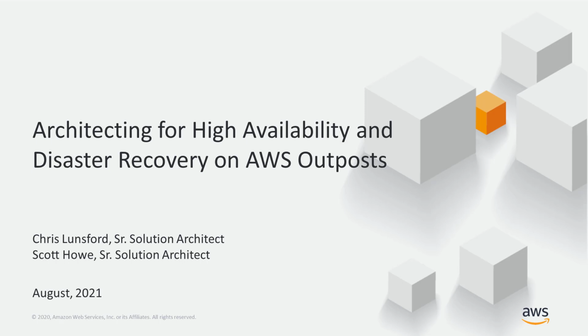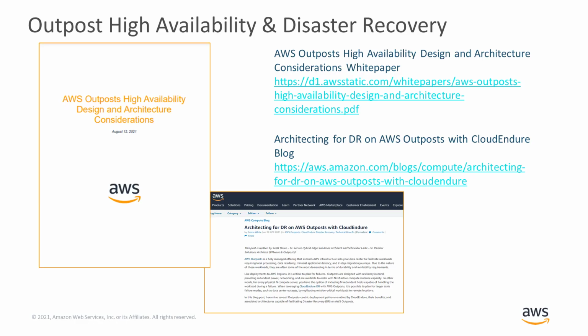And to take those applications into production, you're going to need to architect solutions that meet your application's availability and disaster recovery requirements. Now, to inform you in designing and architecting your HADR architectures, we've published a high availability white paper and a disaster recovery blog post to let you dive into the details on this subject. These docs, in conjunction with the service docs, will give you all the details that you need to begin deploying production workloads on Outposts.